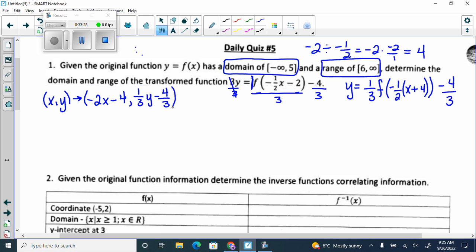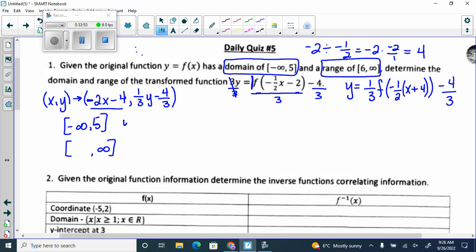Right? Okay. So this affects my domain. Look here, I have a reflection. So what does that mean when it comes to a domain? The inequality sign does what? It flips. So I know that my original domain is negative infinity to 5, sorry. It's now going to be something to infinity.